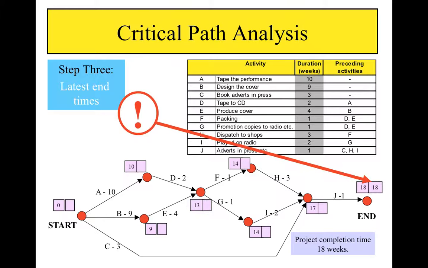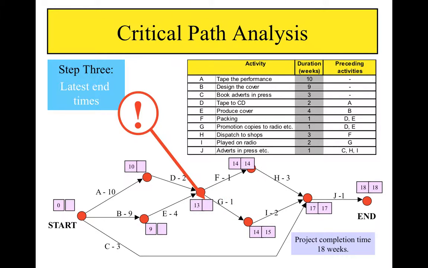In a reversal of the logic which we used in going from left to right to find the earliest possible times, we are going to go from right to left to find the latest times. This time, when faced with a choice of different possible values, we will always pick the smaller value. So 18 minus 1 is 17. 17 minus 3 is 14. 17 minus 2 is 15.